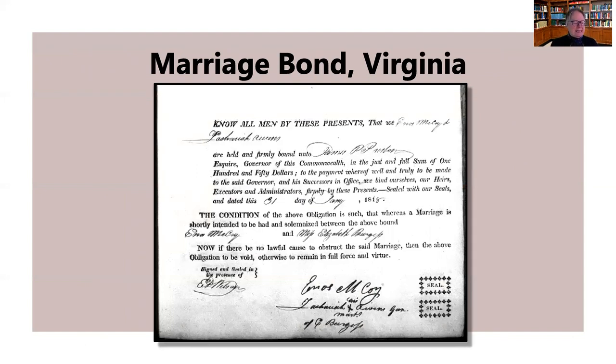Southern and mid-Atlantic states more often used bonds. The groom and another person, typically related to the bride, put up a sum of money that they would make good on the promise to marry. This is a marriage bond from Norfolk, Virginia, and Enos McCoy and Jeremiah Ames are taking a bond of $150 on marriage of Enos McCoy to Miss Elizabeth Burgess.